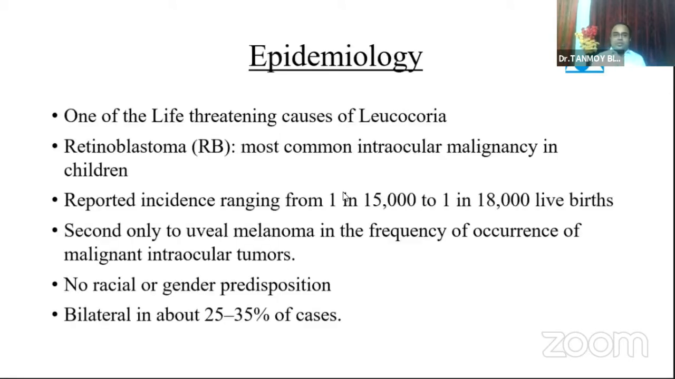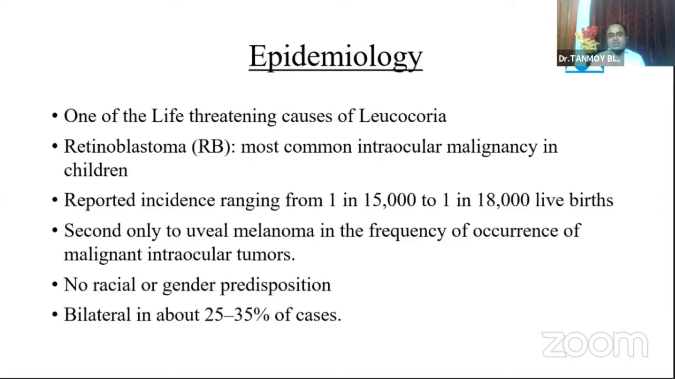So coming to retinoblastoma, it is one of the life-threatening causes of leukocoria. We all know that, and retinoblastoma is one of the most common intraocular malignancies in children. The reported incidence ranges from one in 15,000 to one in 18,000 live births, second only to uveal melanoma in the frequency of occurrence in malignant intraocular tumors.